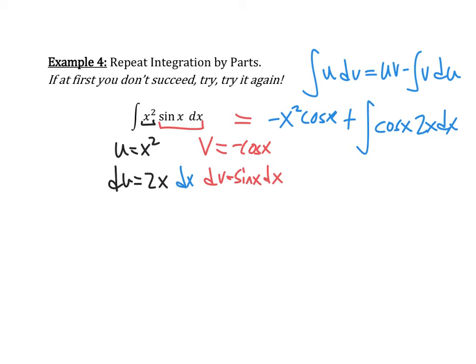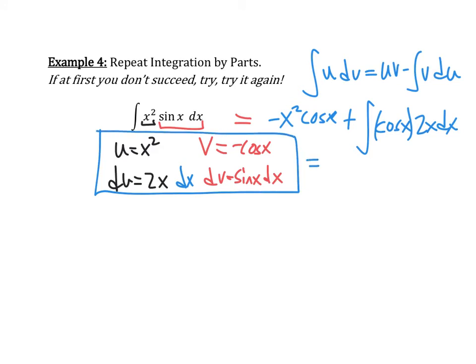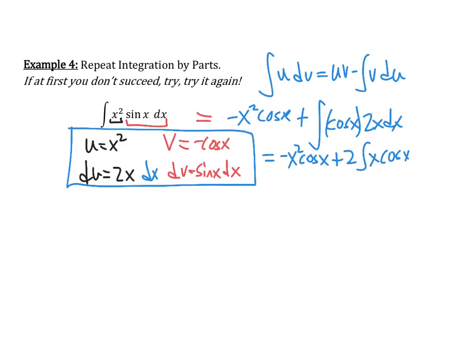Well, this still has an x in there. So let's rewrite this a little bit to clean it up, and we'll attack that next integral. So we got negative x squared cosine x. Pull out the 2. And let's just rewrite this as x cosine x. And we might say, well, man, we started with x squared sine x. Now we got x cosine x. It's still kind of complicated because we got a product. Well, the nice thing that happened here is that the exponent went down.